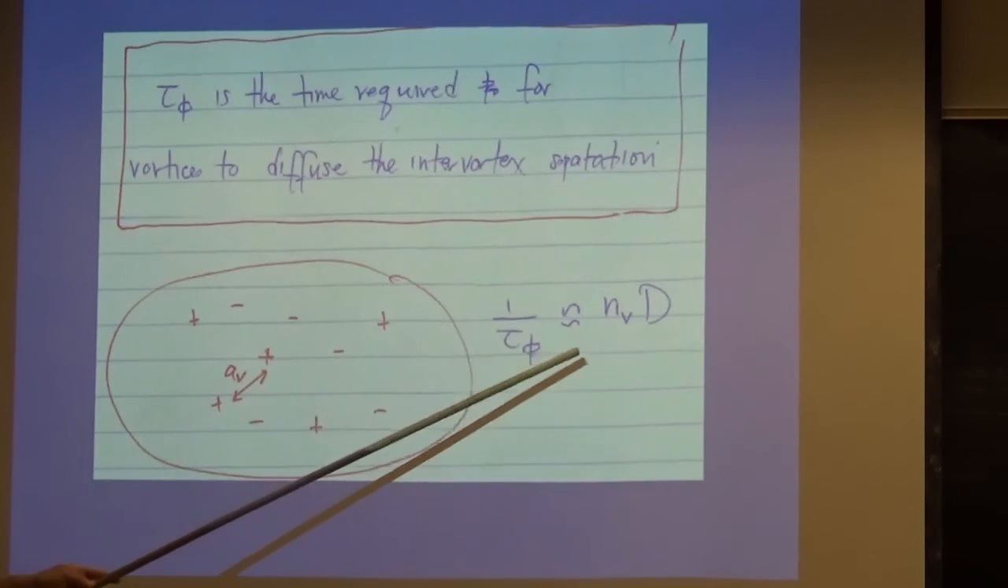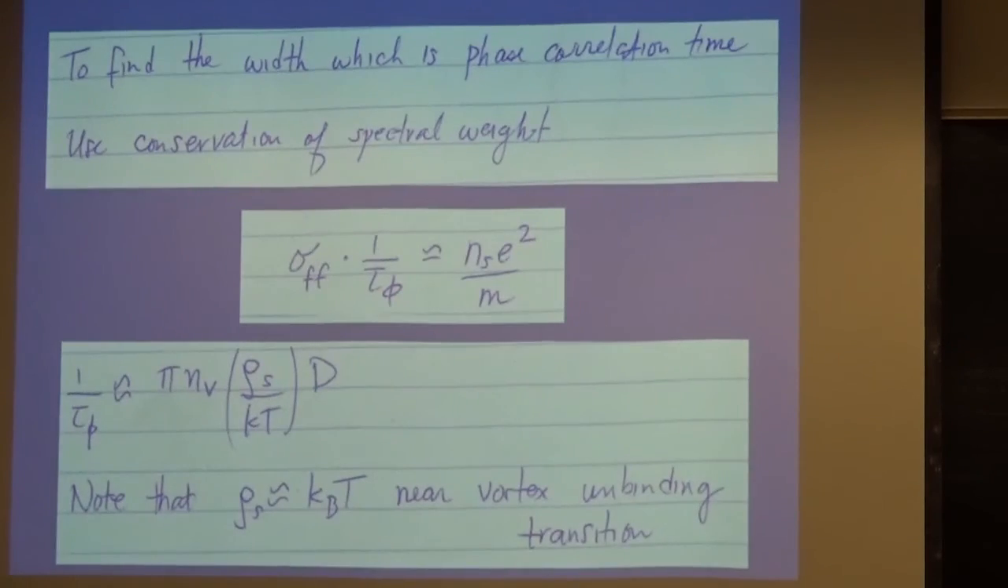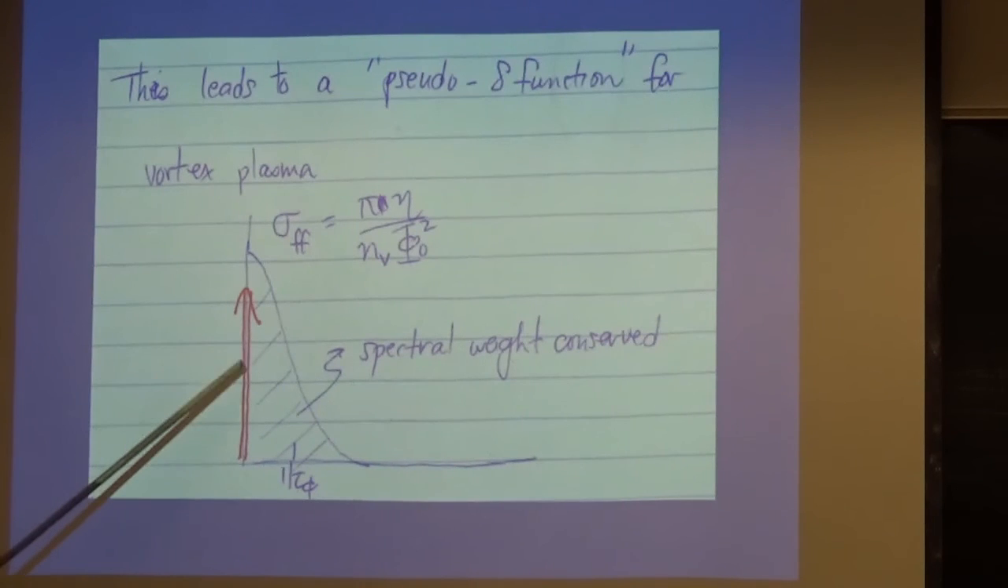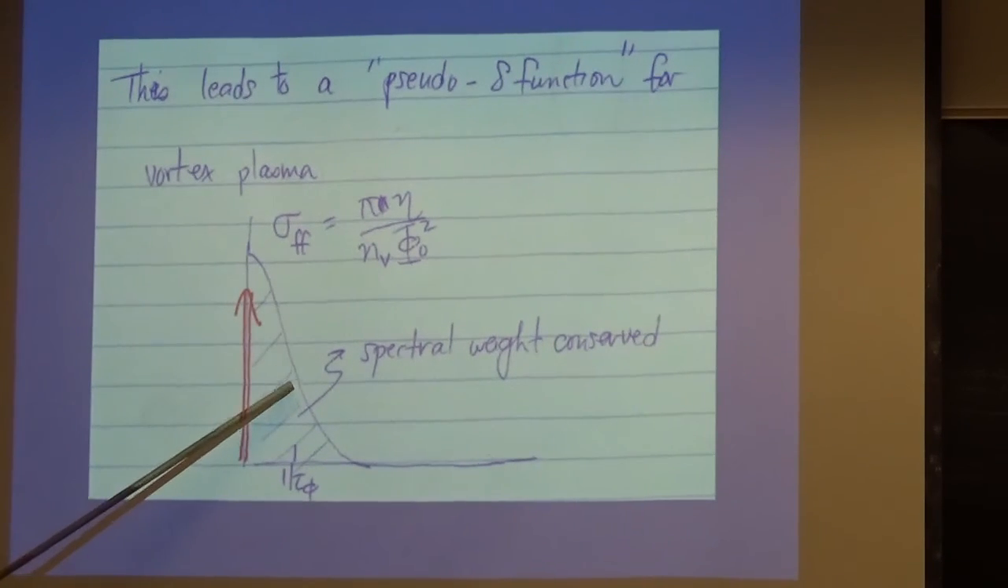You can think of this quite physically: the phase correlation time is just the amount of time it takes for a vortex to diffuse a distance equivalent to the vortex-vortex separation. So if I have a dilute density of vortices that move very slowly, I'm going to have a very long phase correlation time. Conversely, if I have a dense fluid of vortices that move rapidly, I'm going to get a very short phase correlation time. So the punchline is that if you can measure the area under this peak, you're going to get the equivalent of the spectral weight of the superfluid, and if you can measure either the peak or the width, you're going to obtain the phase correlation time.